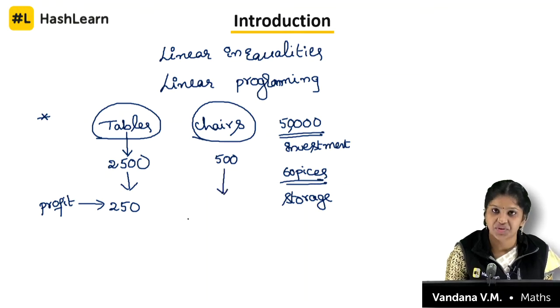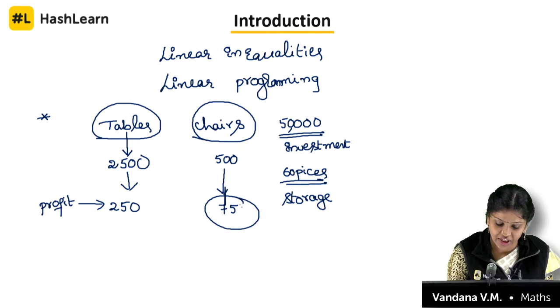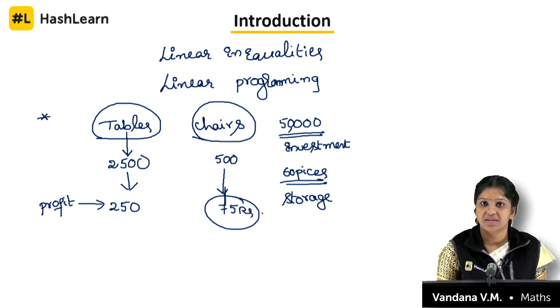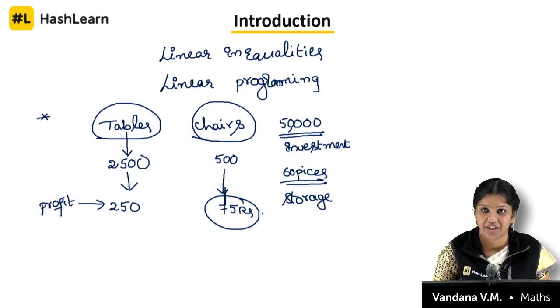And if he sells the chairs, he'll get the profit of 75 rupees. This is the whole situation. To maximize his investment, to maximize his profit, please suggest how many chairs he would like to buy or how many tables he has to buy. That is the question. So usually we will maximize the profit.